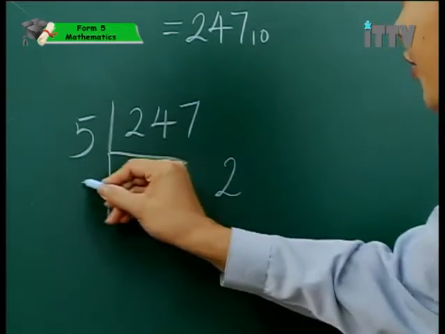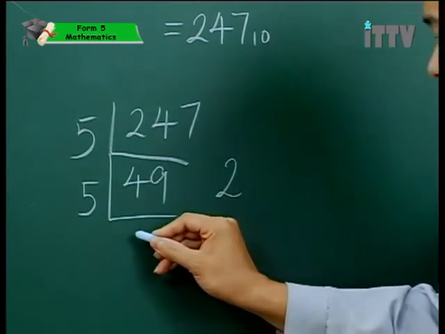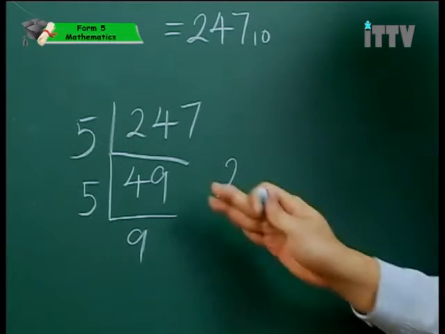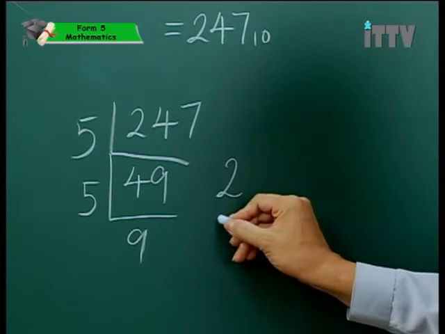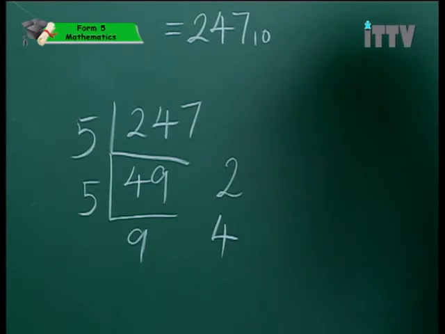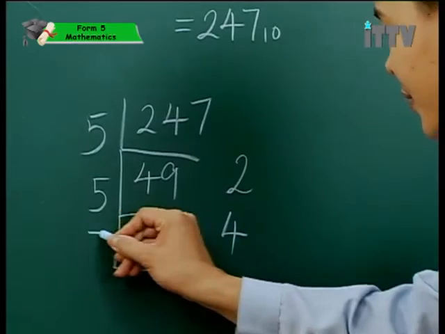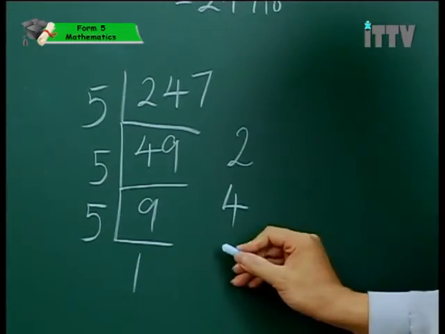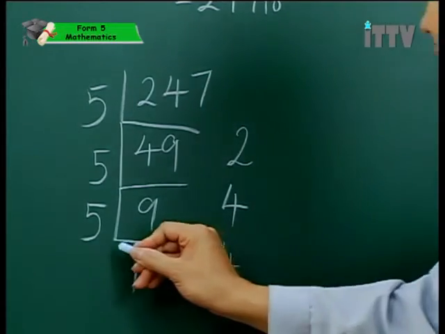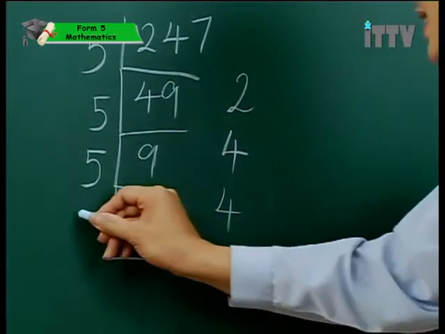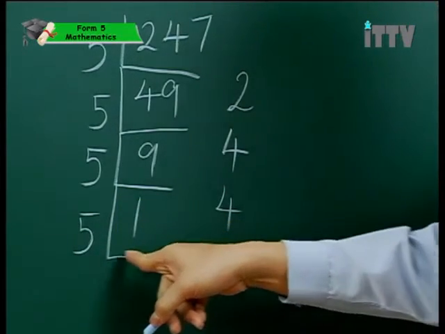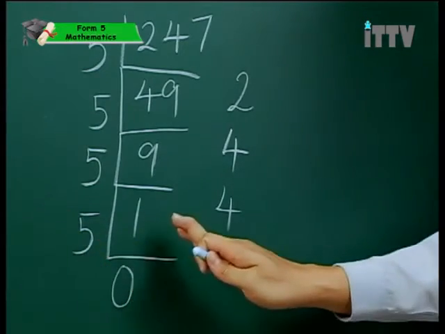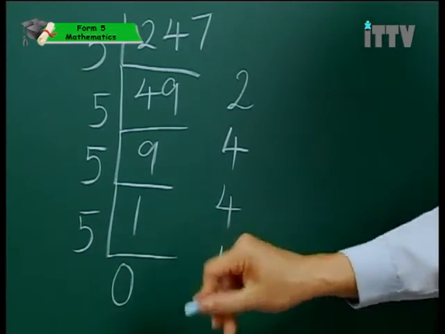So go on, divide again. Now 9 times 5 gives you 45, and between 45 and 49 there is a difference, or remainder, of 4. Go on: 1 times 5 gives you 5, so between 5 and 9, the remainder is 4. Once the number here is smaller than 5, finish it with 0. So 0 times 5 gives you 0, and between 0 and 1, the remainder is 1.